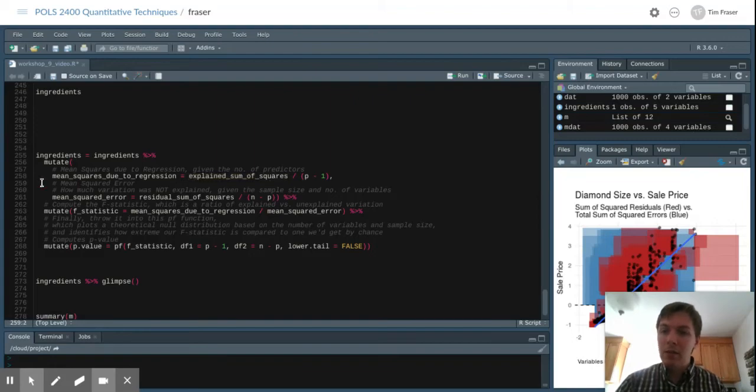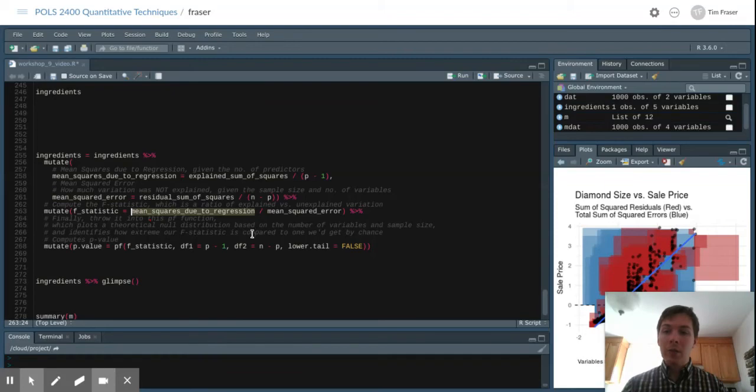Then we're going to get the mean squared error. That's how much variation in price was not explained, kind of controlling for the sample size and number of variables. So for that, we take N minus P. And we calculate the mean squared error as the residual sum of squares divided by the sample size minus the predictors. Okay, great. So this has given us our 2 final ingredients.